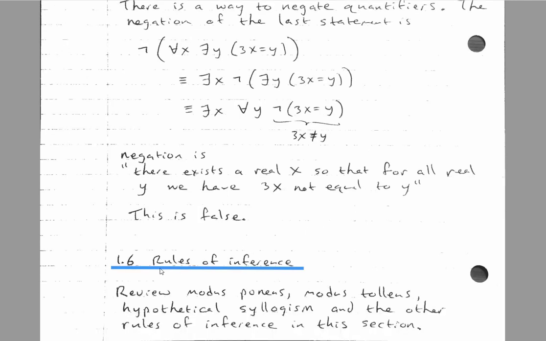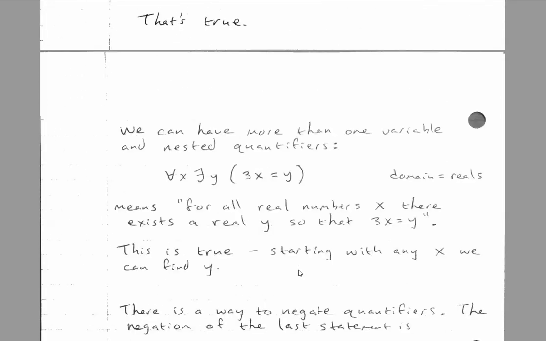The last section we covered in this chapter was rules of inference. Go back and take a look in chapter 1, section 1.6. These rules include modus ponens: if P is true and P implies Q, then you can conclude that Q has to be true. There are some more rules, modus tollens and hypothetical syllogism, and a few more. So that's a quick look back at chapter 1.